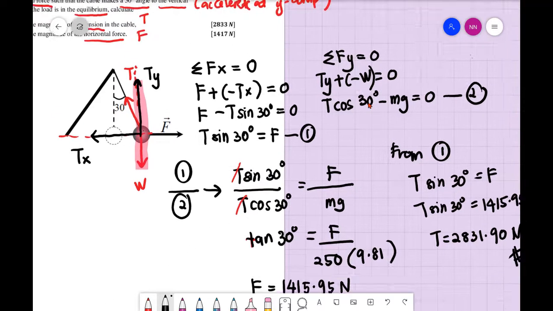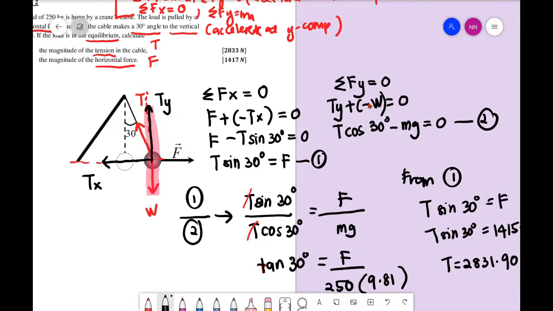Okay, the answer here is 2833 and 1417 Newton for both tension and horizontal. This is only the guideline.